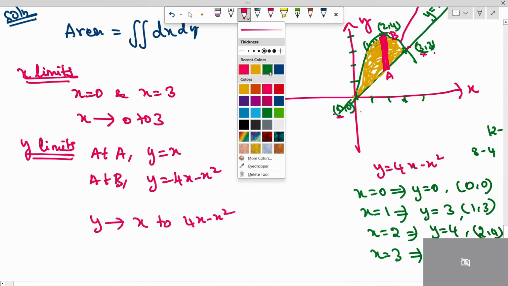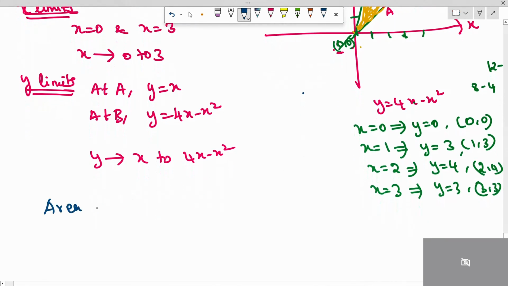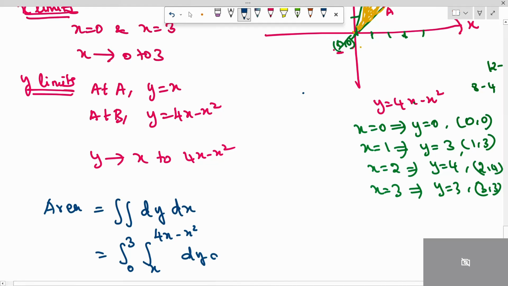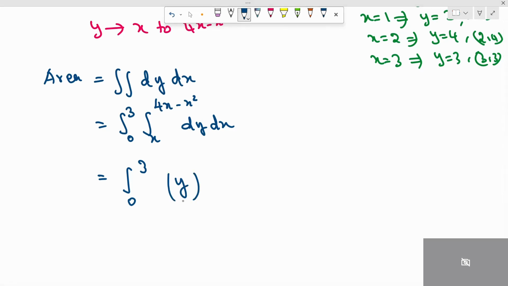Hereafter, normal integration only we are going to do. We can integrate easily. We know the formula, area is equal to double integral dy dx. Write in this form because our x limits are constants, that is our outer limit. Outer limit is 0 to 3, inner limit is x to 4x minus x square. This is our inner limit, dy dx. Now first integrate with respect to y, with the limit x to 4x minus x square, which is y, limits are x to 4x minus x square, into dx.